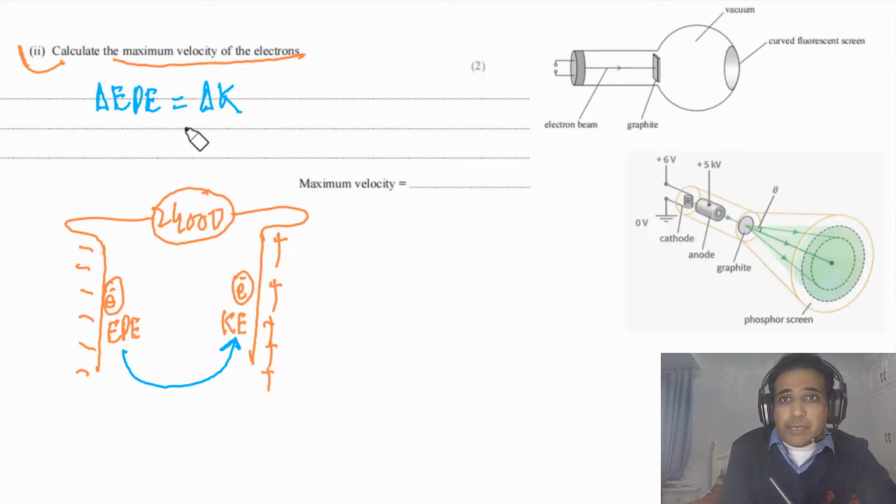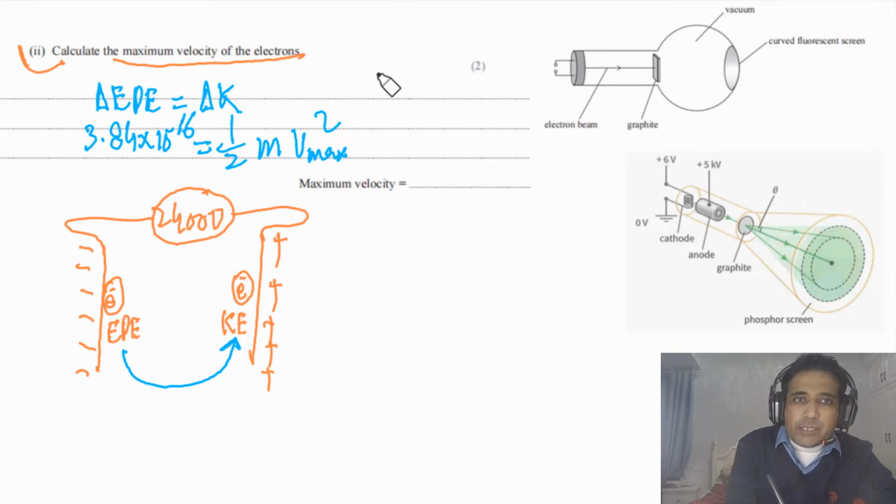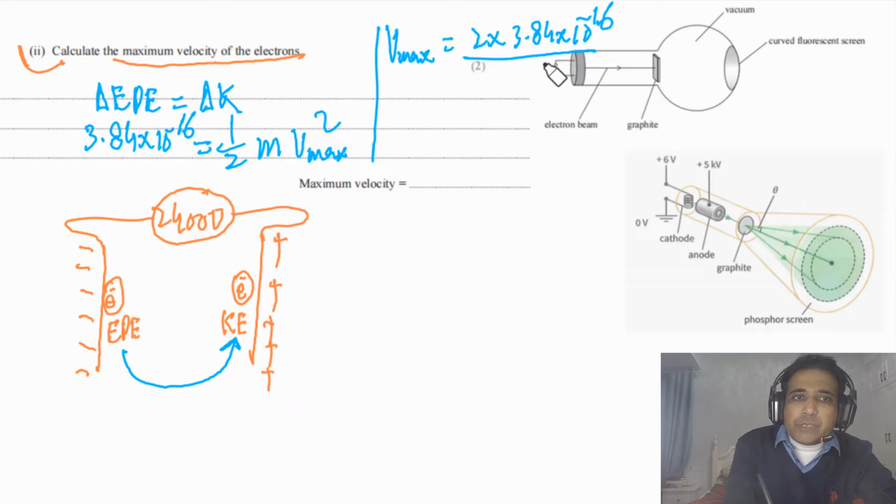and the change in EPE we have already calculated, that was 3.84 times 10 to minus 16. So here we have 1/2 m v max squared, and v max we need to calculate. So v max will be equal to the square root of 2 times 3.84 times 10 to minus 16, divided by m, the mass of the electron.